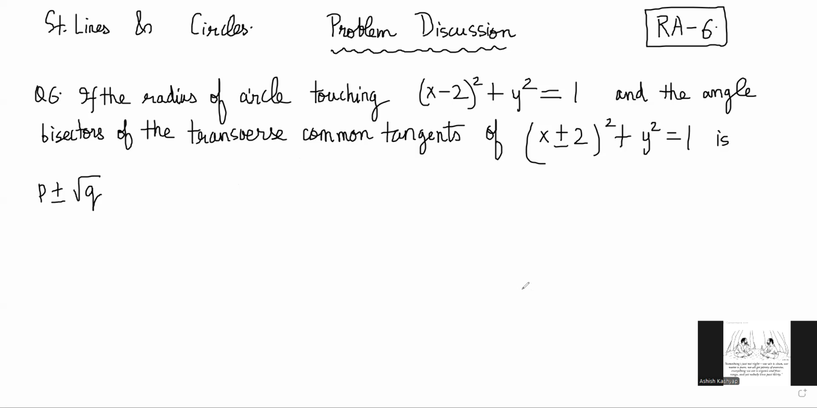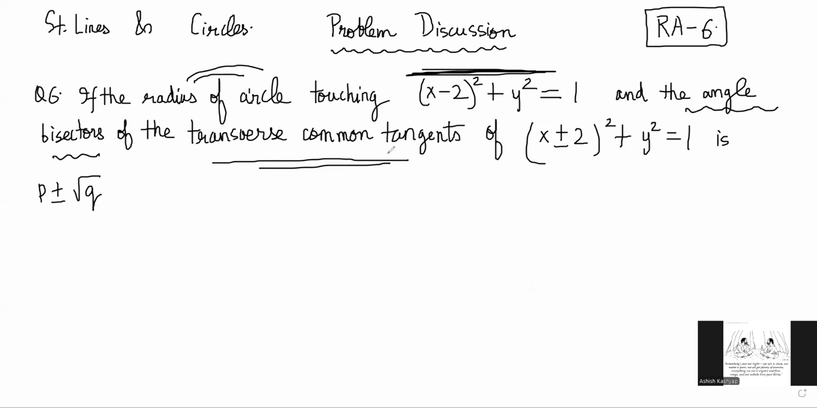So the main thing here is to understand what the question means. If you understand the question properly, then only you can do it. So we have to find the radius of a circle which touches this circle and also touches two lines. What are the two lines? The lines are the angle bisectors of the transverse common tangents. Transverse common tangents will be to two circles. So that's why they have given you two circles here. This is not one circle. These are two circles, right? Correct?